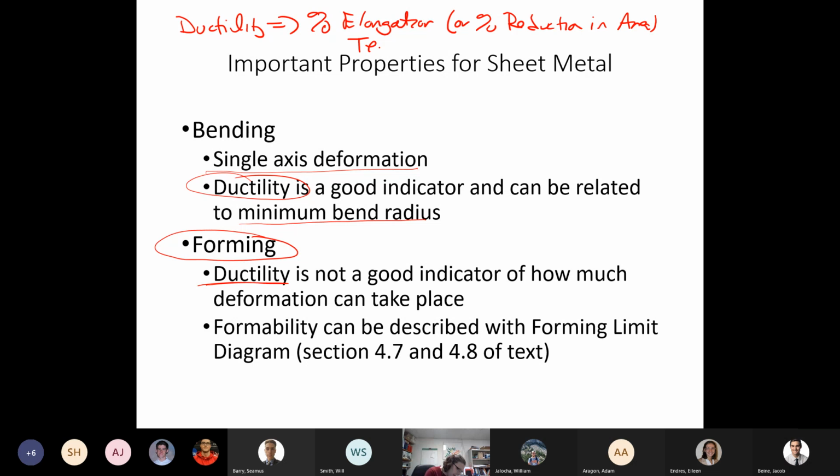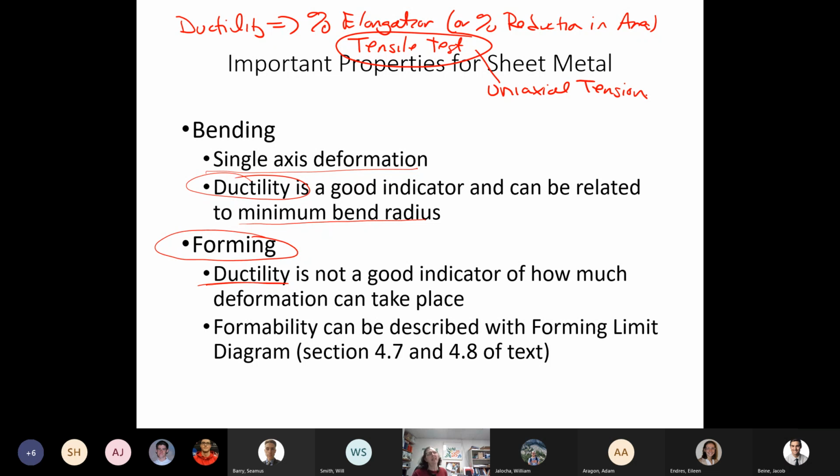And it is from the tensile test. And the tensile test is uniaxial tension. So because the tensile test is uniaxial tension, and bending is deformation around a single axis and is tension and compression, well, that makes sense that what we get from the tensile test would work quite well in bending.